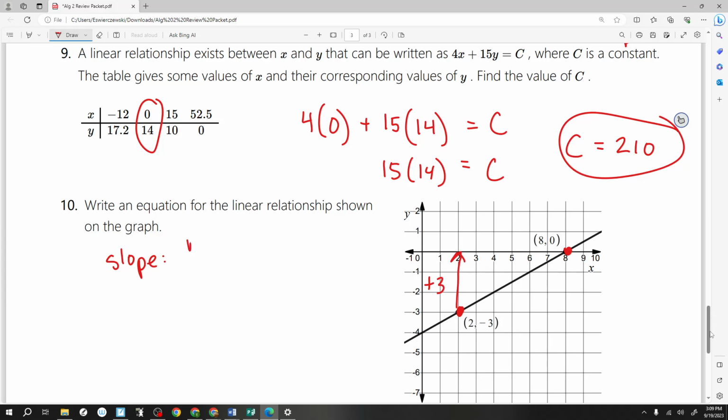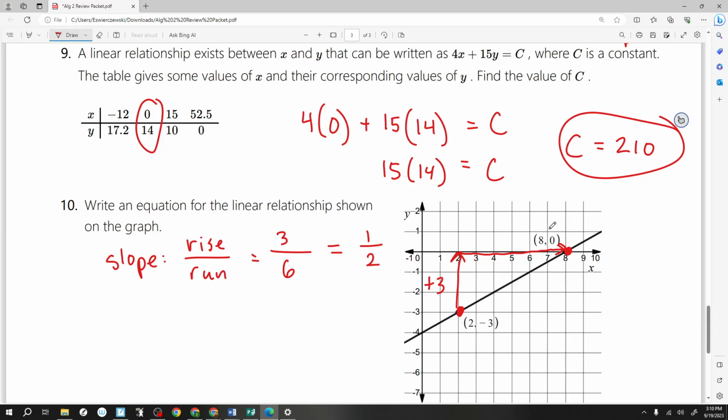So the rise is what? Yeah, you're right. 3. And then what? What's the run? 6. Can I reduce that? To what? Close. Yeah, 1/2.